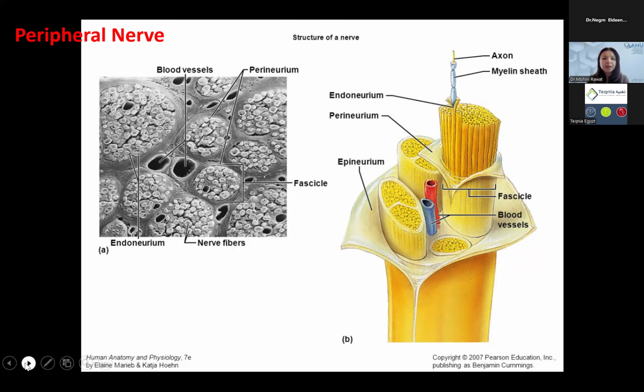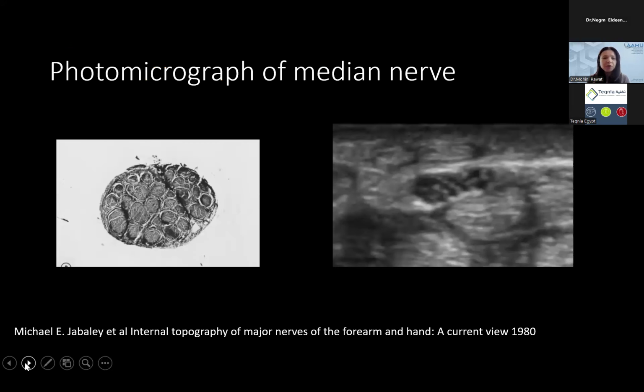So this is the same architecture that we see with ultrasound. So again, photomicrograph of the median nerve, which makes sense. You have the outer layer, epineurium, then you have fascicular bundles lined by perineurium, and then endoneurium is inside. That's just too tiny, too small to see with ultrasound.